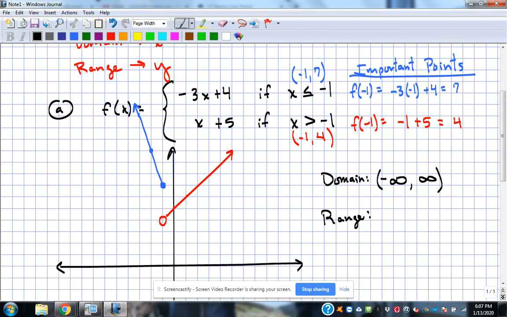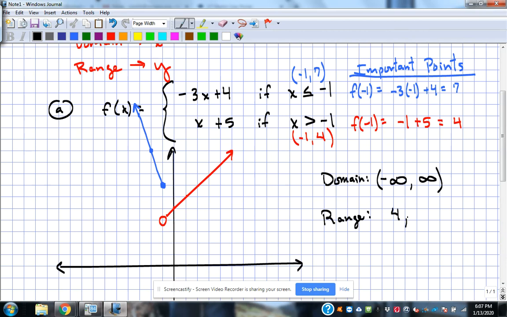Now, the range, it's a little bit more difficult to get without the graph. If you've got the graph, the range is a lot easier, because all you've got to do is read the graph from bottom to top. Reading that graph from bottom to top, what is the lowest y value that is shown there? 4.